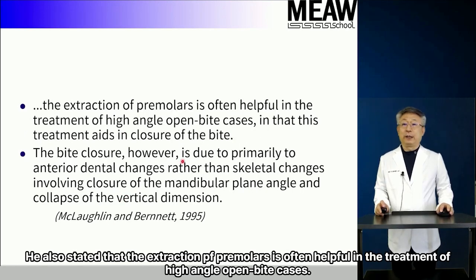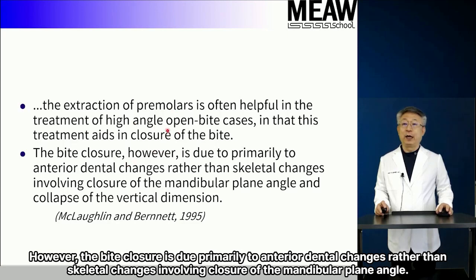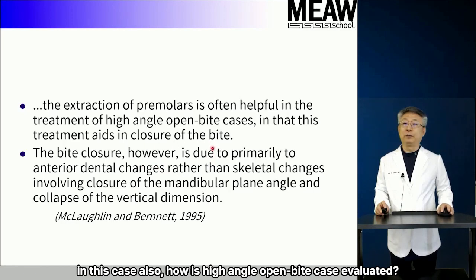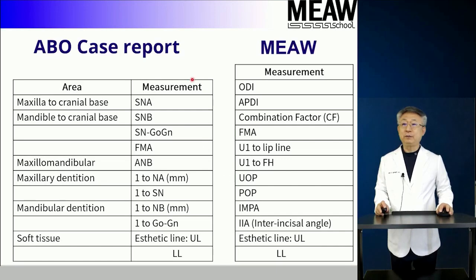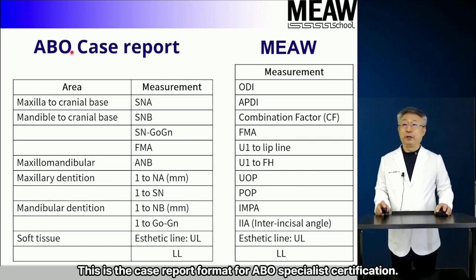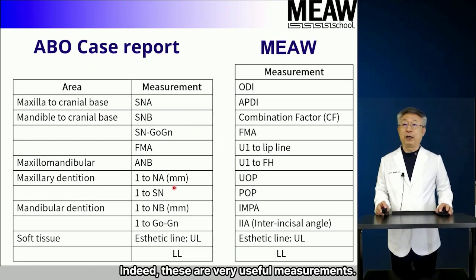He also stated that the extraction of premolars is often helpful in the treatment of high-angle open bite cases. However, the bite closure is due primarily to anterior dental changes rather than skeletal changes, involving closure of the mandibular plane angle. In this case also, how is a high-angle open bite case evaluated? This is the case report format for a BO specialist certification. Indeed, these are very useful measurements.